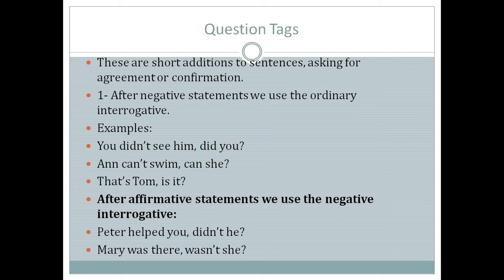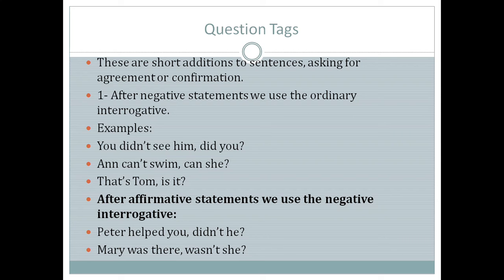Anne can't swim, can she? That's Tom, isn't it? The tag should be negative here, not positive. After affirmative statements, we use the negative interrogative. Peter helped you, didn't he? Mary was there, wasn't she?